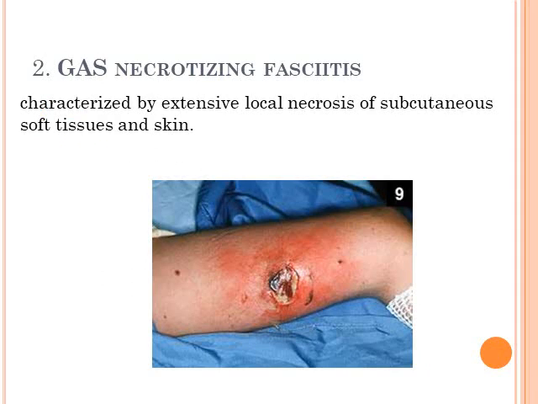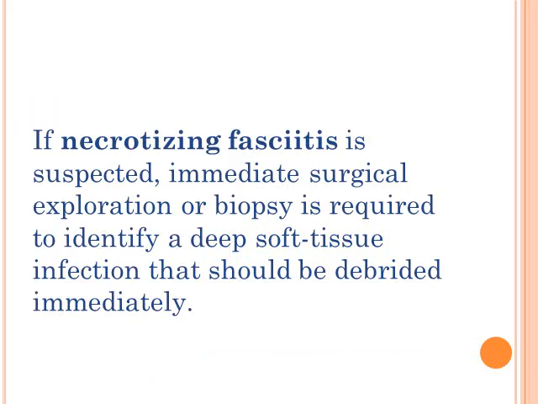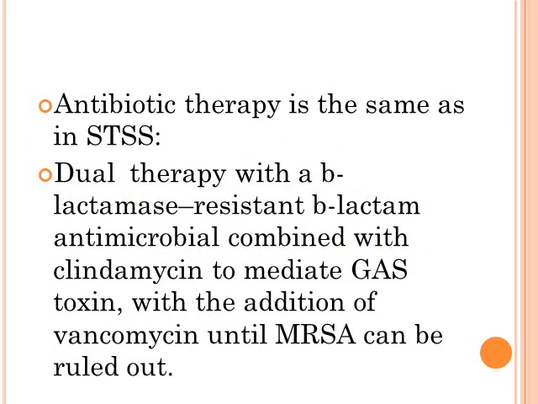Second is group A streptococcal necrotizing fasciitis. It is characterized by extensive local necrosis of subcutaneous soft tissues and skin. If necrotizing fasciitis is suspected, immediate surgical exploration or biopsy is required to identify a deep soft tissue infection that should be debrided immediately. Antibiotic therapy is the same as streptococcal toxic shock syndrome: dual therapy with a beta-lactamase resistant beta-lactam antimicrobial combined with clindamycin to mediate group A streptococcal toxin, and the addition of vancomycin until MRSA can be ruled out.